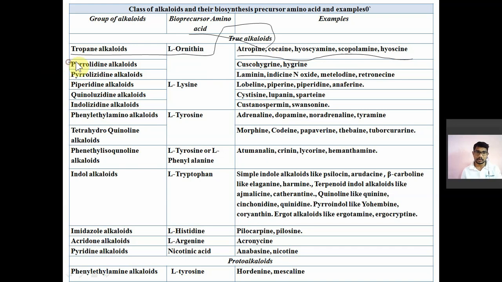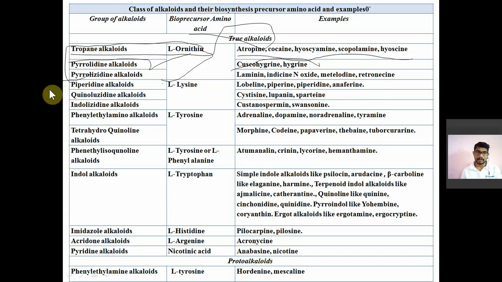Then this pyrrolidine type of alkaloids are also biosynthesized from this ornithine amino acid. For example, cuscohygrine and hygrine. Cuscohygrine is present in the Kurchi bark. Then these pyrrolizidine alkaloids. Pyrrolidine and pyrrolizidine, both. So there are four classes of alkaloids that are biosynthesized from ornithine amino acid. You can see here pyrrolidine and pyrrolizidine. These types of alkaloids are synthesized from ornithine amino acid. For example, for pyrrolizidine: laminine, metolidine, then retronecine.